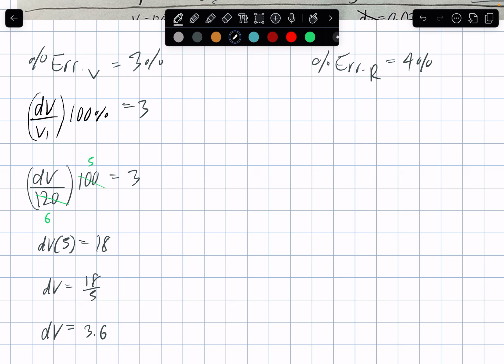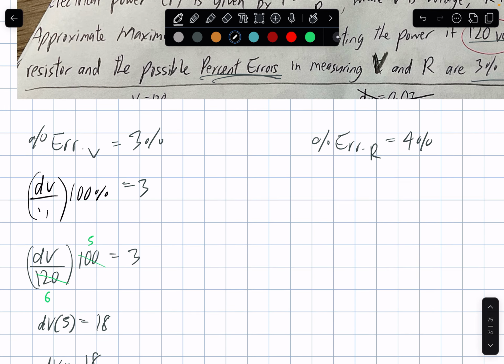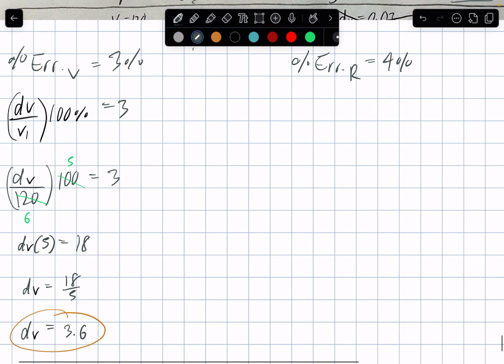Sorry, not to confuse you, earlier, the percent error for the volume is the capital V, right? But since we're dealing with volts, we just write small v. Okay? My bad. So, that's it. We were able to find what dV is.